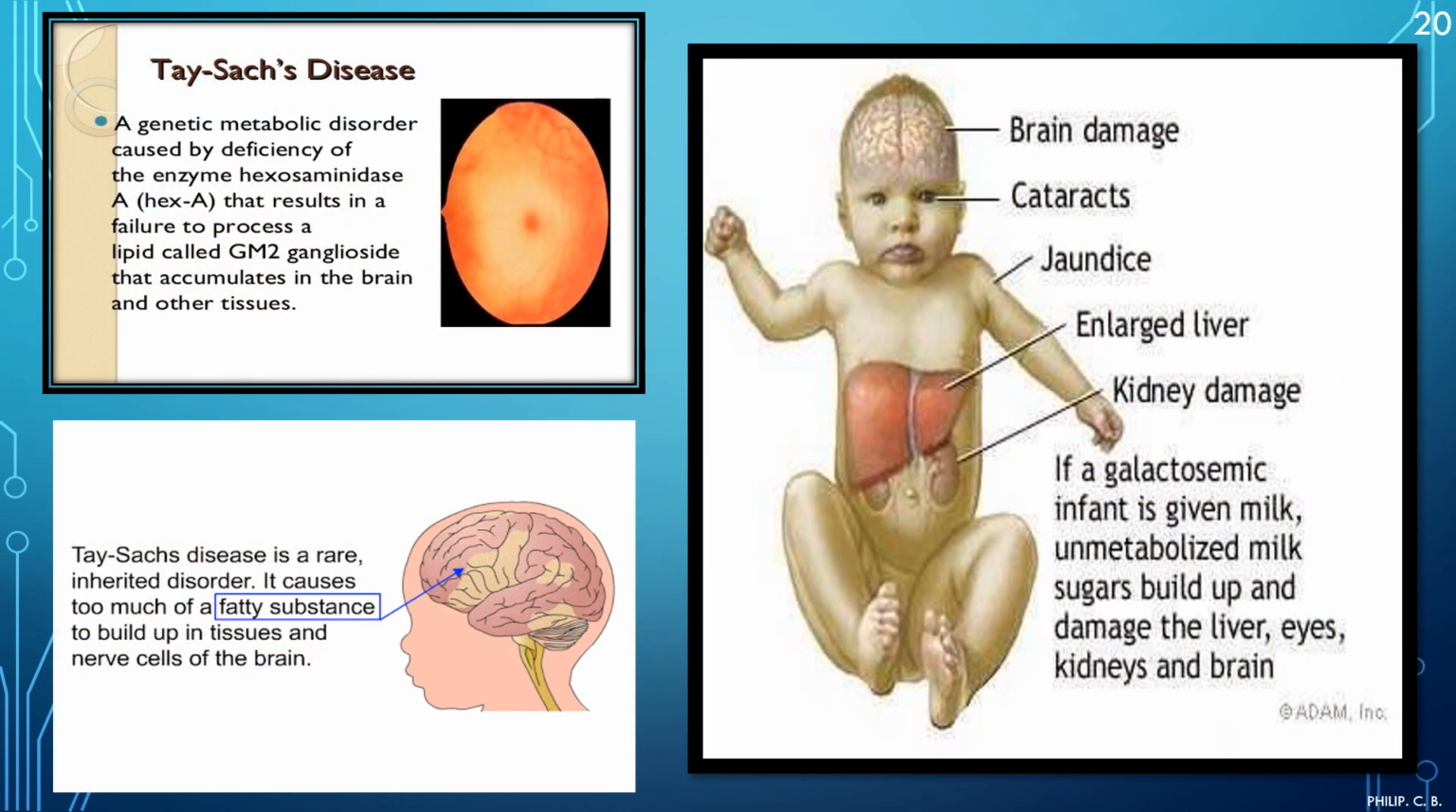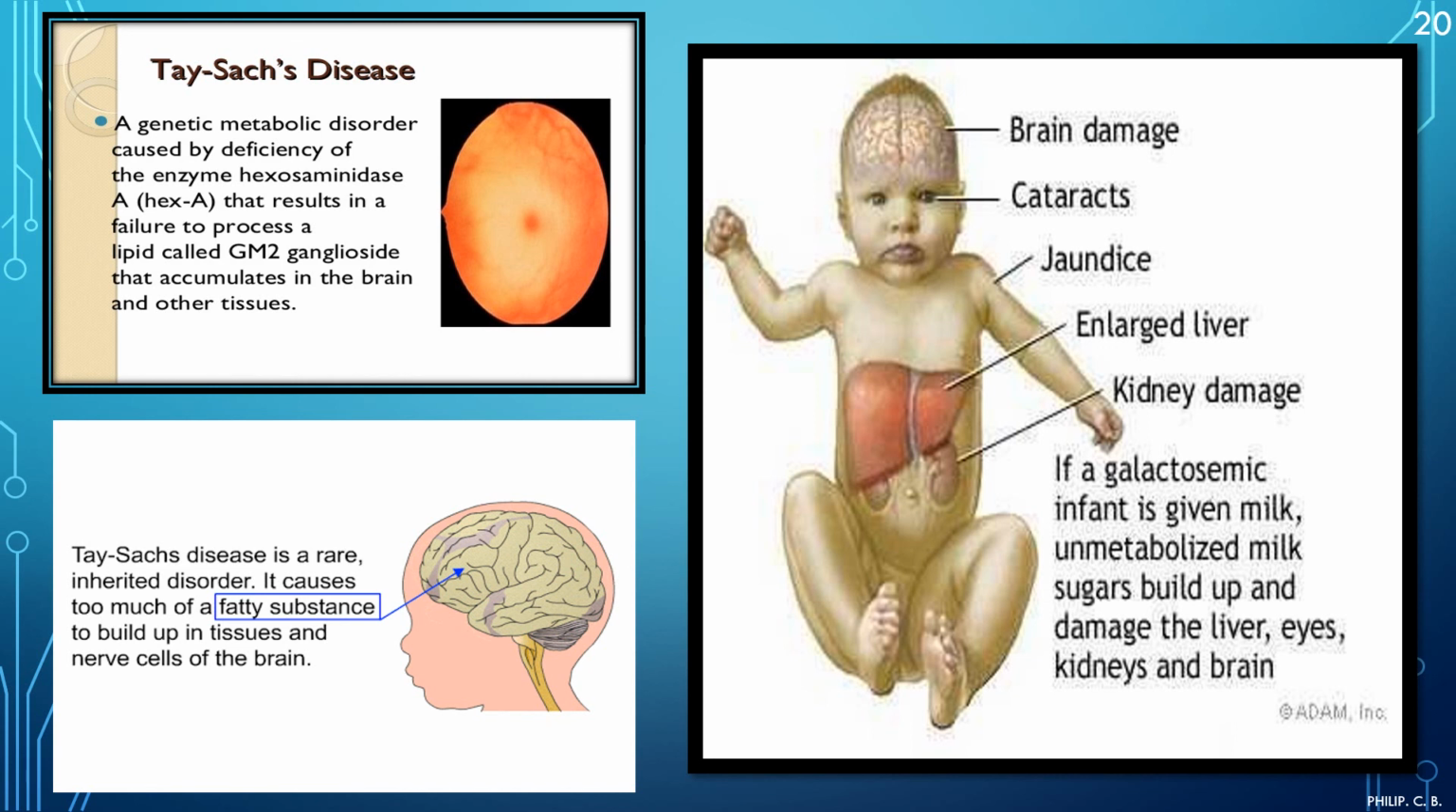Now we read about Tay-Sachs disease due to insufficiency of secretion of lysosome. So here I just put an image for an understanding of what exactly that is. A genetic metabolic disorder caused by deficiency of the enzyme hexosaminidase A, that results in failure to process a lipid called GM2 ganglioside that accumulates in the brain and other tissues, which you can see how the accumulation is taking place in the brain. Then Tay-Sachs disease is a rare inherited disorder. It causes too much of fatty substance to build up in the tissue and nerve cells of the brain.